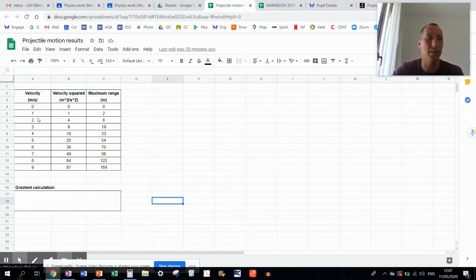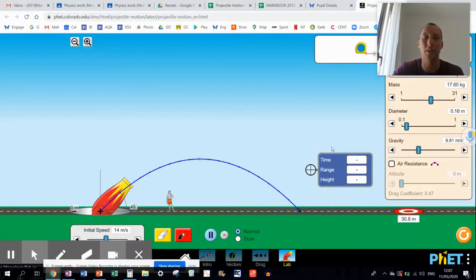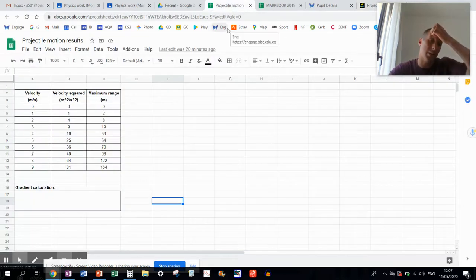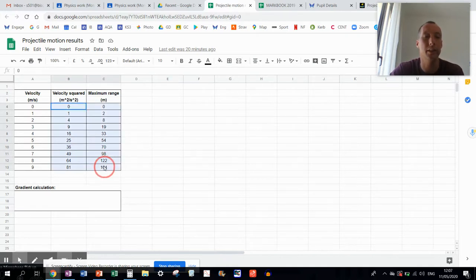I've made mine really easy. I've used 1 to 9, so I've just squared those on here. And then I've made up a maximum range. Now you're obviously not going to make yours up. You're going to take yours from this simulation. Once you've done that, you're going to plot a graph, and we're going to use the graph to check whether it follows the rules of physics or not. In order to draw a graph on Google Sheets, which is where your data is going to be, highlight your data, insert a chart.